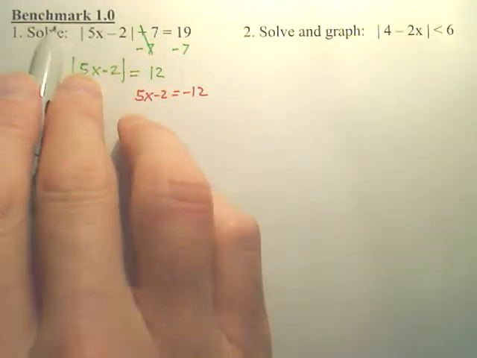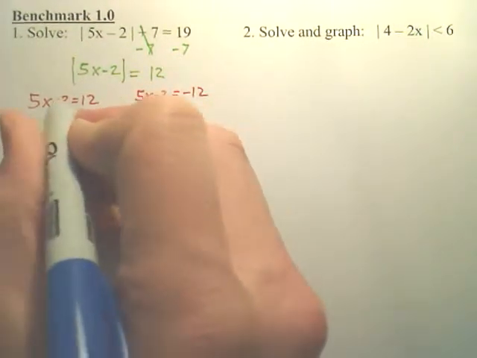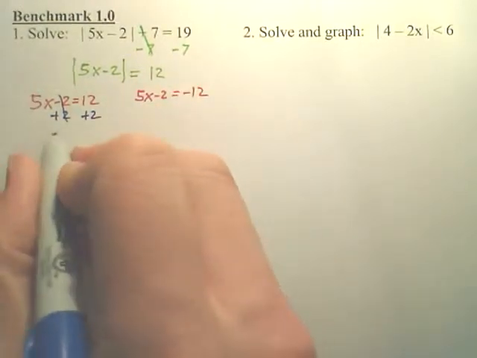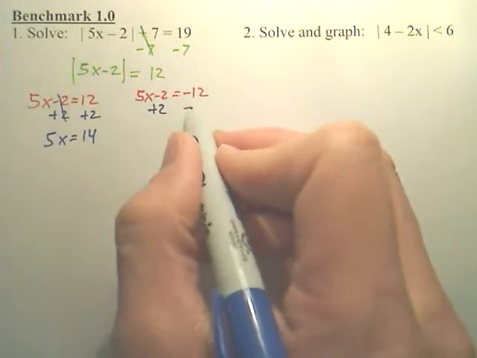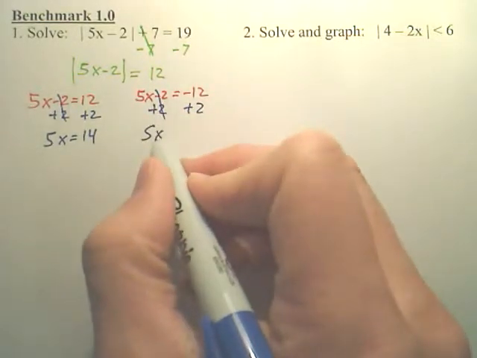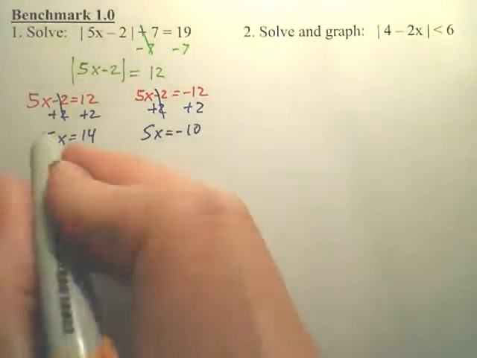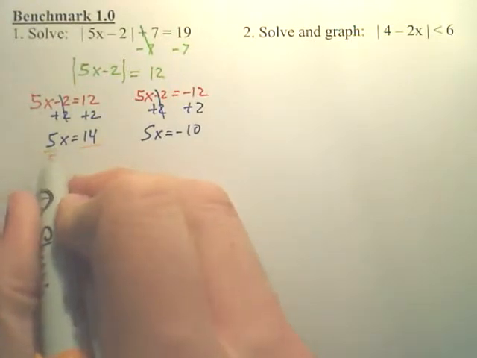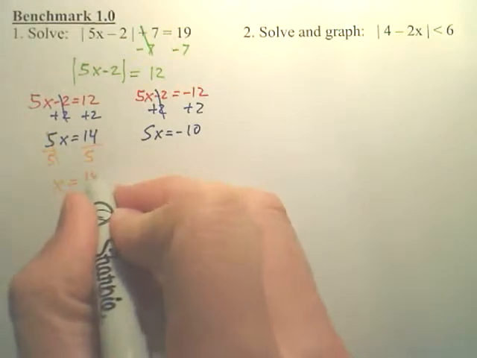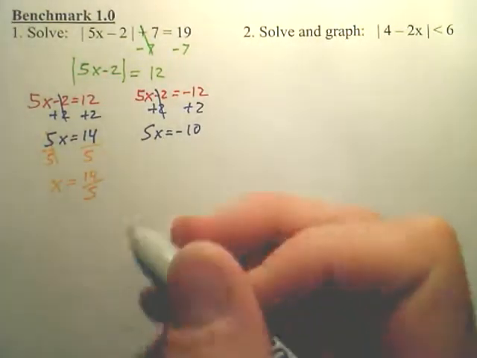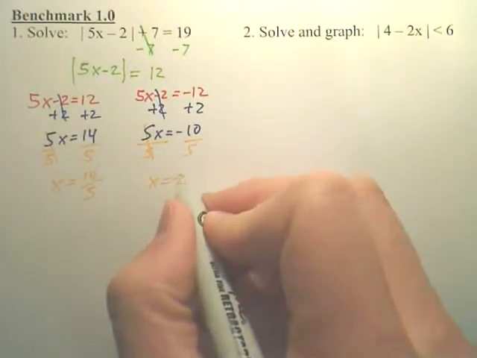You've got to remember absolute values almost always have two answers, so be careful about that. So we solve this one, we just add 2 over. We got 5x equals 14. We add 2 over. We got 5x equals negative 10. And then we're going to divide by 5. That gives us x equals 14 over 5. And here we divide by 5. And we got x equals negative 2.